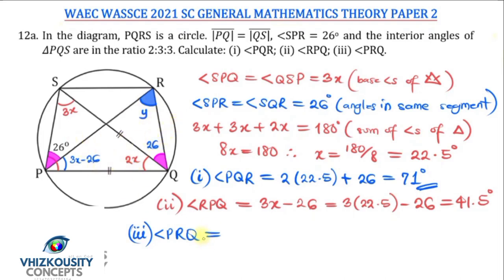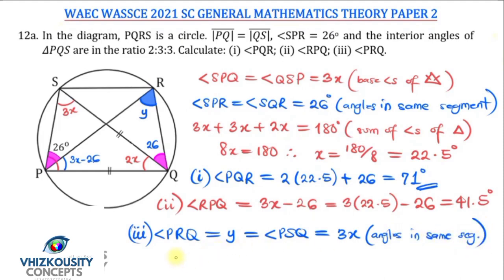But alternatively, I can see that this angle, even though I'm calling it y, is also the same as angle PSQ, which we have gotten to be 3x originally. And why am I saying that? Because they are angles in the same segment of the circle. You can see PQ, that is the chord. So we have PSQ as an angle in one segment, and PRQ as an angle in another segment. So I can say this is angles in the same segment, just like we have gotten one before.